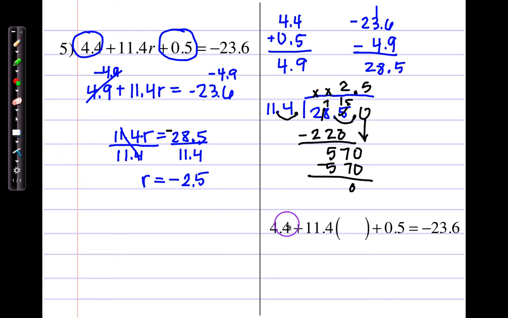But I'm going to have to check my answer, so I'm going to plug that in here. Notice this equation matches the one here. It's just, instead of an R, I put a set of parentheses so that I know that I'm going to plug in my answer here. So I'm just going to bring this down, 4 and 4/10. Here it's going to be minus because a positive times a negative is a negative. 11 and 4/10 times 2 and 5/10. Well, let's see what that is. It's going to be 28.5. Bringing down the 5/10 equals negative 23 and 6/10.